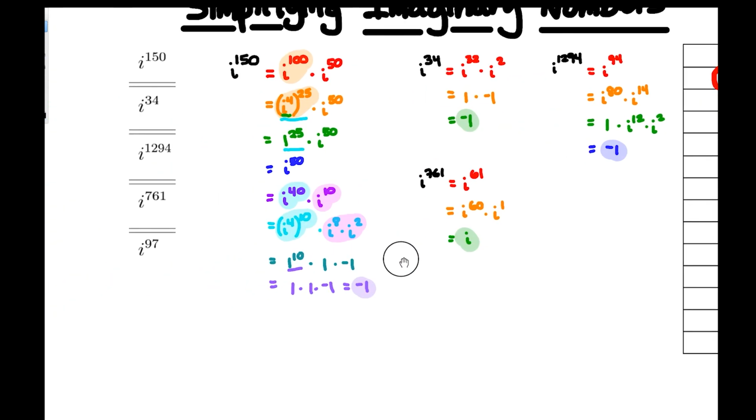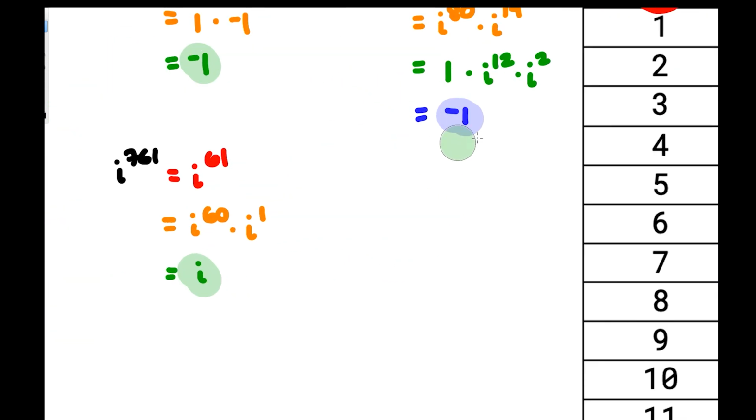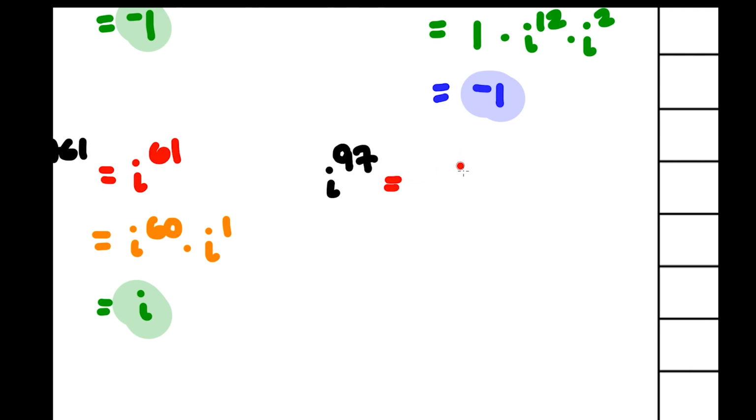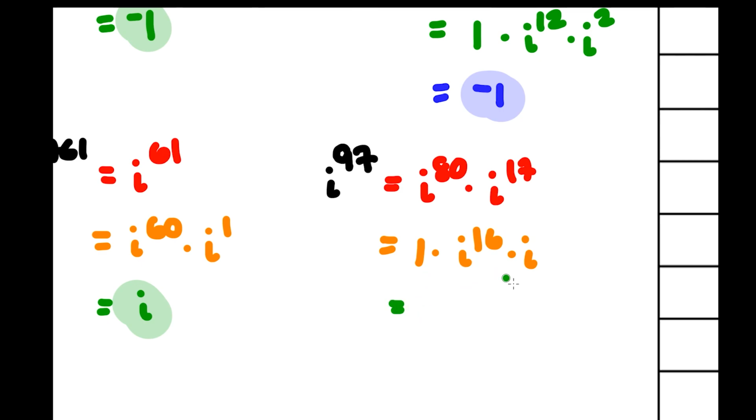And then the last one is i to the 97th. So if we broke this down, I'm going to right away just take out 80, and then i to the 17th. i to the 80 is 1. Then I'm going to multiply this by i to the 16th times i. 16 is divisible by 4, so it's 1 times i, and you end up with i again for the answer.